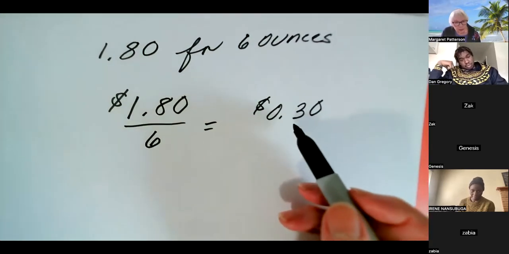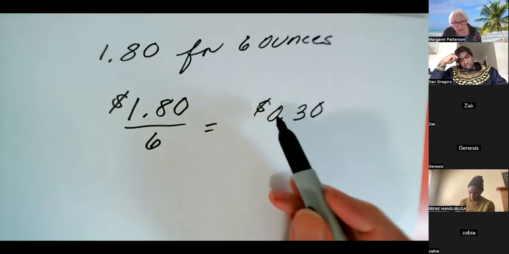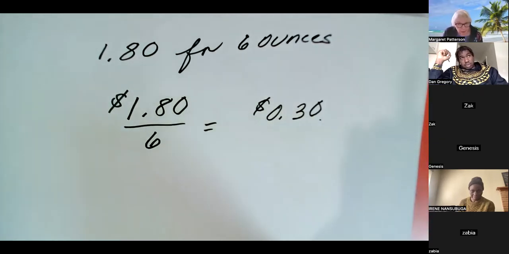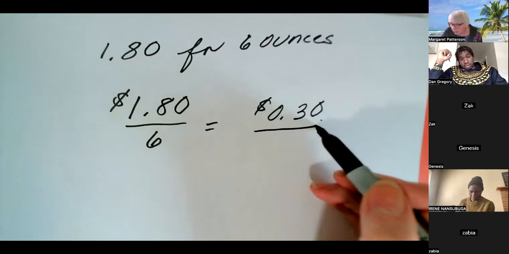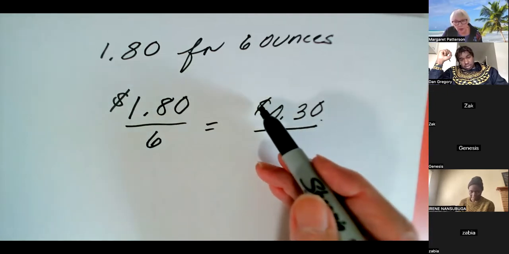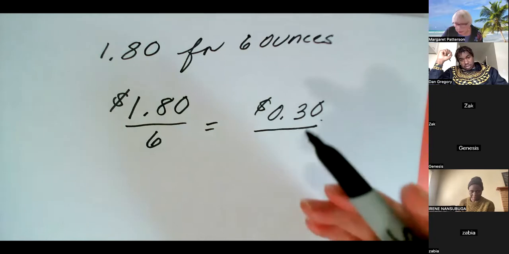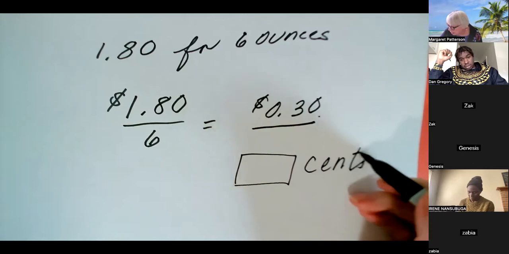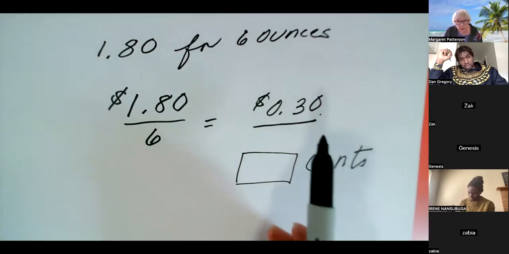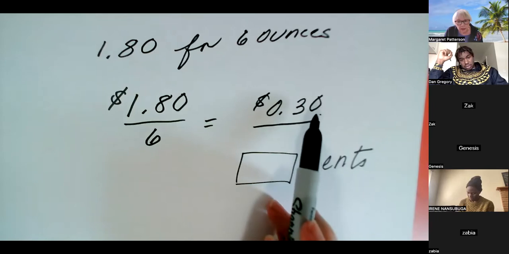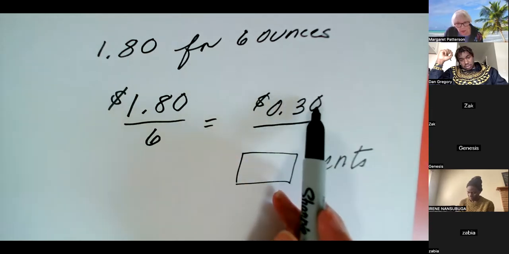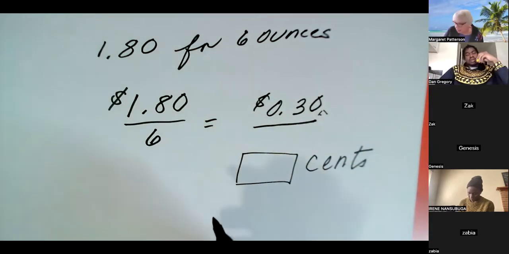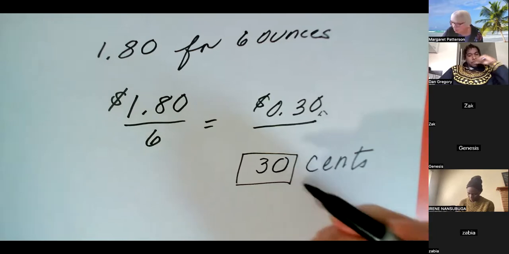So if you were saying the answer to this, the unit price is 30 cents per ounce, you would say it like that, 30 cents per ounce. But this answer here with the decimal point is in dollars. So what you had to do is put it in cents, and that's the way the question read. When you change dollars to cents, the decimal comes over 2 to the right. So you would say 30.